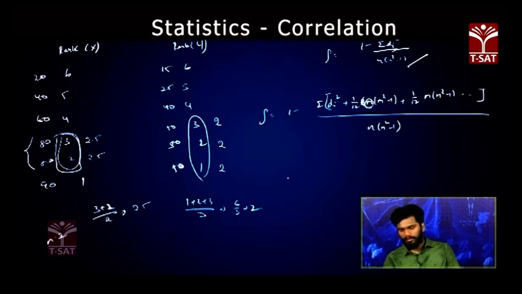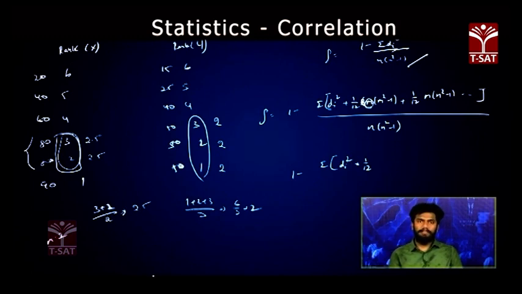So here the m value becomes 2. So the new formula will become 1 minus summation di square as usual. We have to find the deviations, square them and add. That is normal. Plus 1 by 12 into m, where m is how many times the rank is repeating. We don't bother about whatever the rank is. We just bother about how many times it is repeating. So it is repeating 2 times.